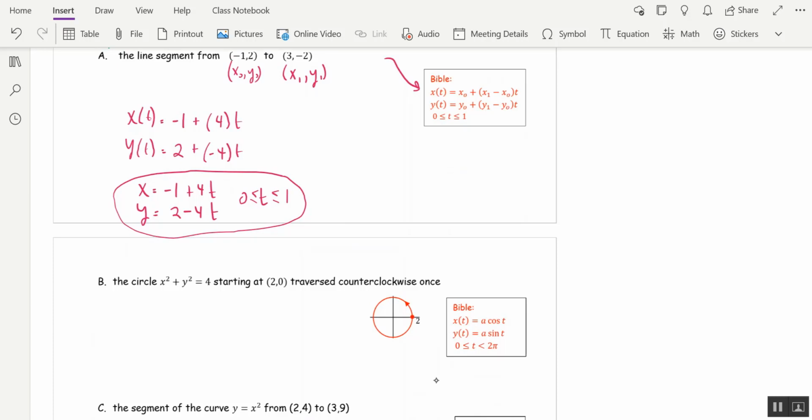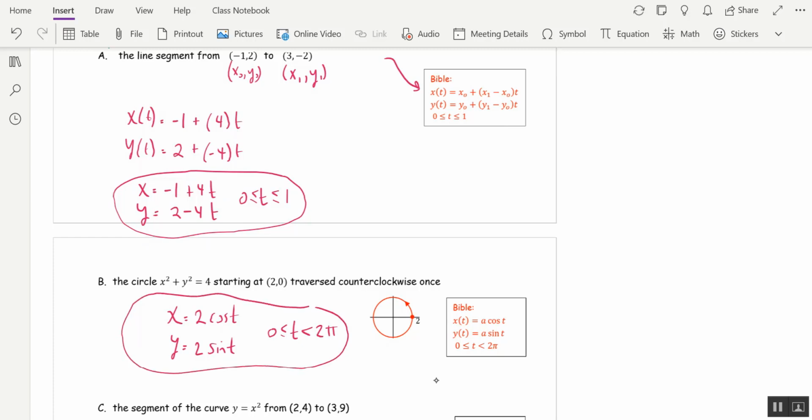This one's even easier. We want a circle of radius 2, because x squared plus y squared equals 4 is a circle of radius 2. So we're going to let x equal 2 cos t and y equal 2 sin t. And since we want to go once around the circle, we're going to let t start at 0 and go to 2 pi, not including 2 pi, so each point gets counted once. And there it is. If we wanted to go twice around, we let t go from 0 to 4 pi.